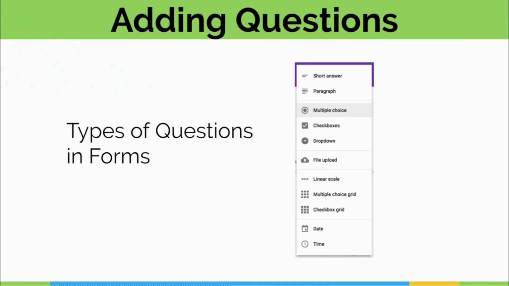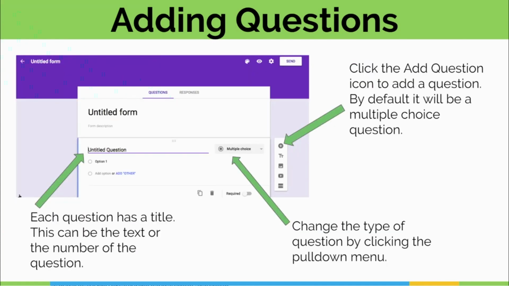Let's look at what types of questions are available. For example, you can have short answer, paragraph, multiple choice, checkboxes, amongst many other types of questions. To add a question, click the plus symbol. By default, it will be a multiple choice question. Change the type of question by clicking the pull-down menu. Each question has a title, which is where you will type your question.